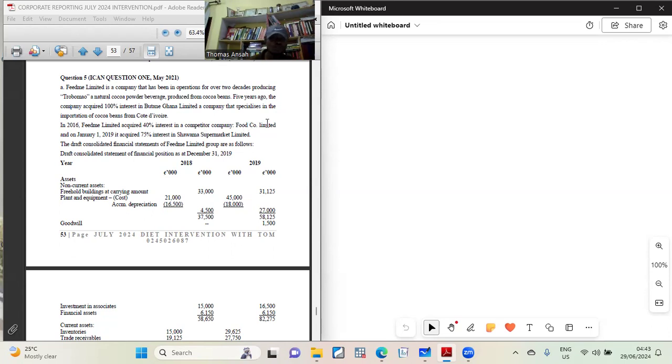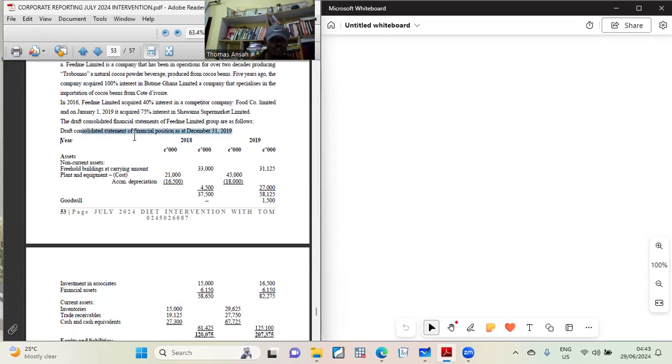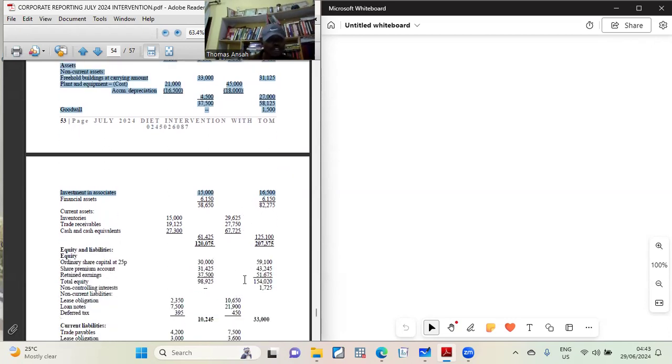Now, in 2016, Feed Me Limited acquired 40% in a competitor. That's Food Company Limited. So we have an associate there. And also on January 2019, there is a 75% interest in the Shawarma Supermarket Limited. And we have the draft financial statement. So this is the balance sheet, consolidated balance sheet. I told you here, everything has been done. Yours is to do the cash flow.